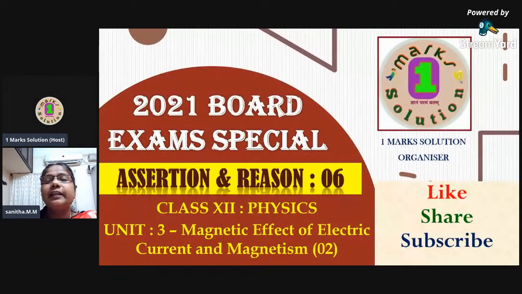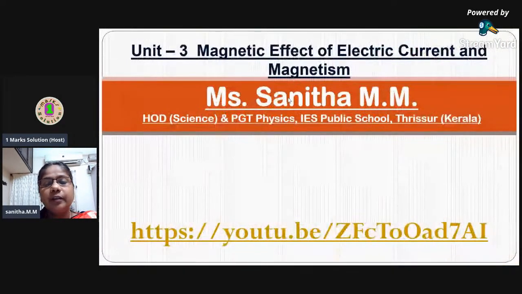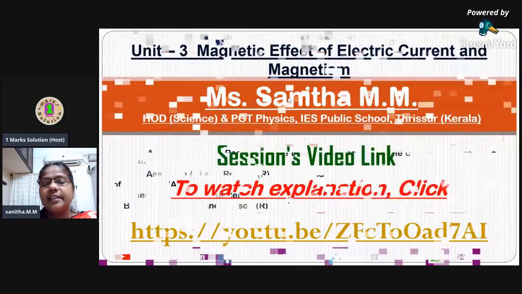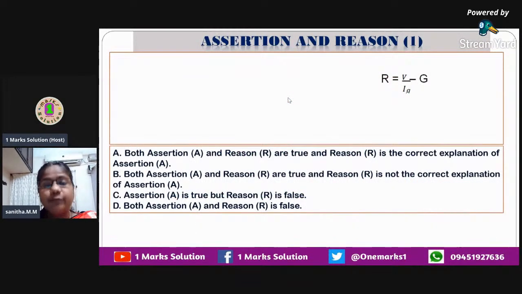Let us move on to the assertion and reason for the magnetic effects of electric current. That is the third unit. Now, we can say the weightage is also more in this chapter. So please study the concept, children. Let us move on to the first assertion and reason.